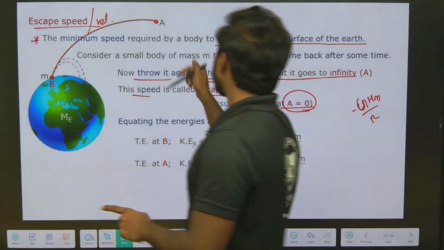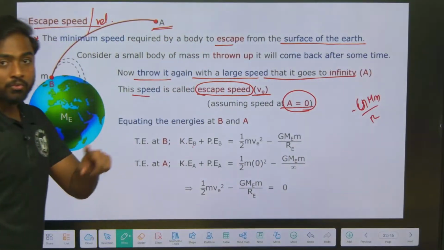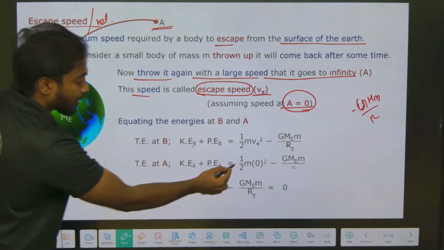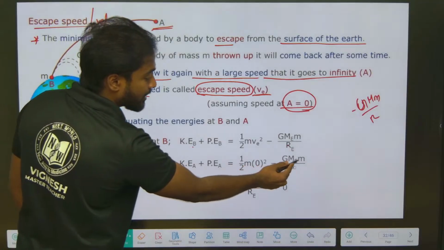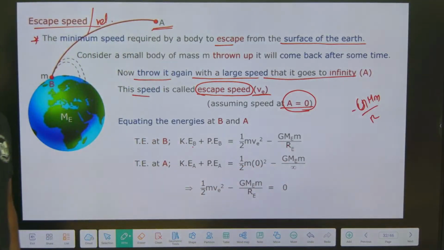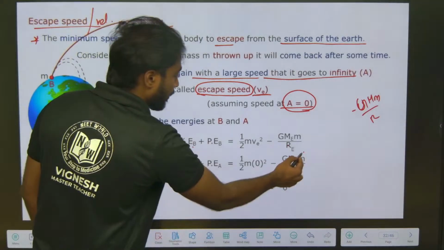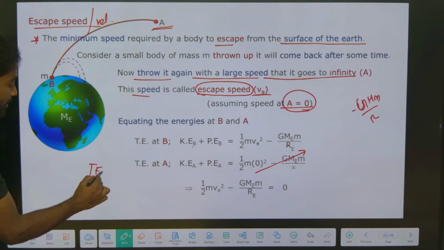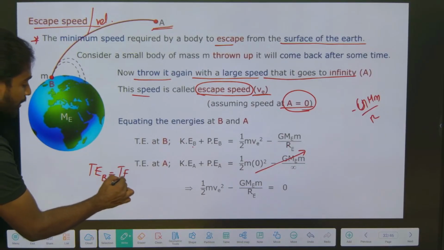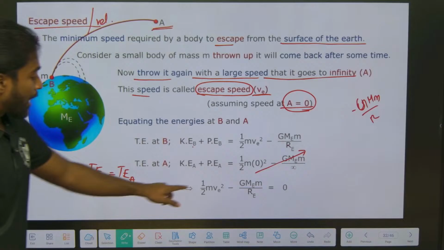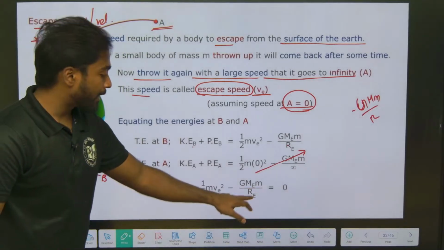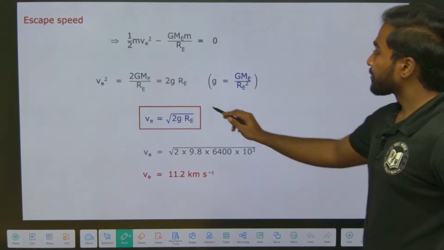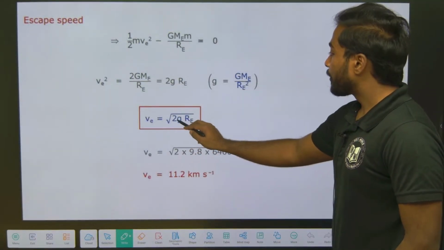Now at point A, v will be equal to 0 and r will be equal to infinity, which is half m 0 square minus GMm by infinity, so this total term will become 0. When I equate the total energy at B to the total energy at A, half m v square minus GMm by r equals 0, and the final result we get is v_e equals under root of 2gR.